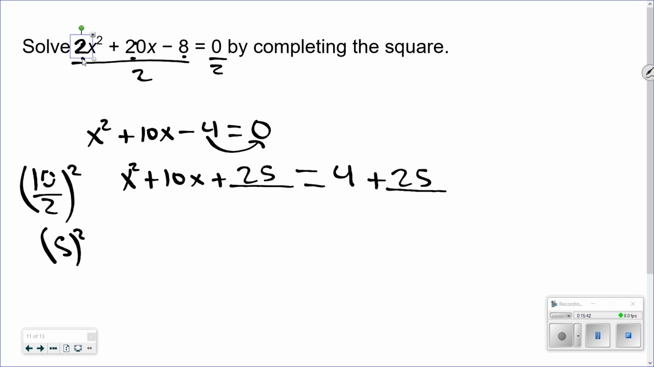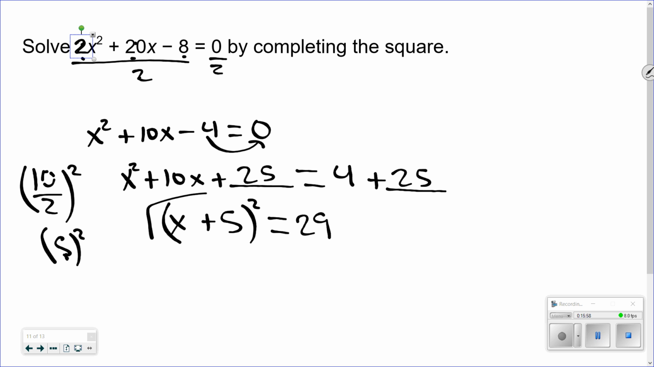Okay, now let's take this left side and factor it. We know it's a perfect square because I made it a perfect square by adding that 25. x goes there, 5 right here, it goes here. It's a positive 5. Add those together is 29. Okay, now it's just a matter of solving these.